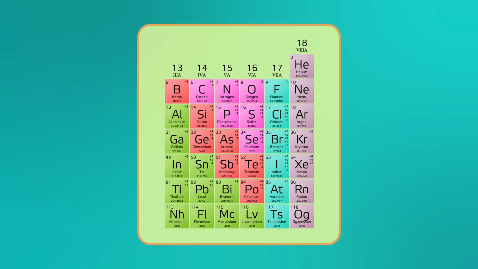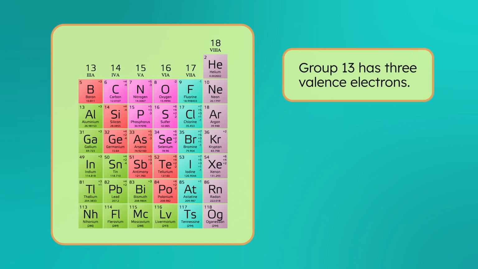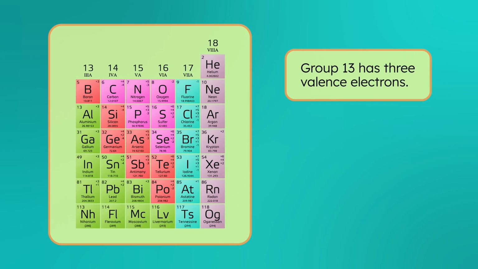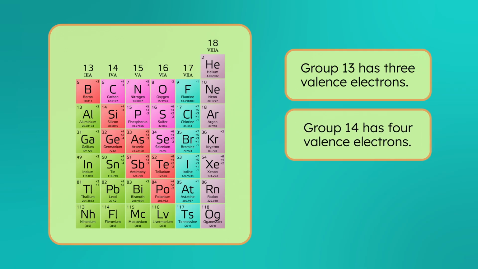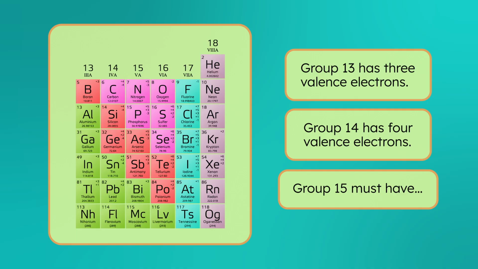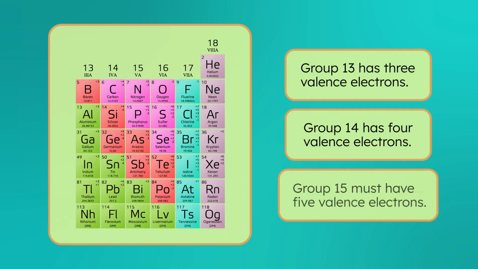The pattern is there, but here's the trick. Look at the last digit of the group number. Group 13 has 3 valence electrons. Group 14 has 4 valence electrons. This would mean that group 15 must have 5 valence electrons. Take a moment to complete the table in your guided notes.